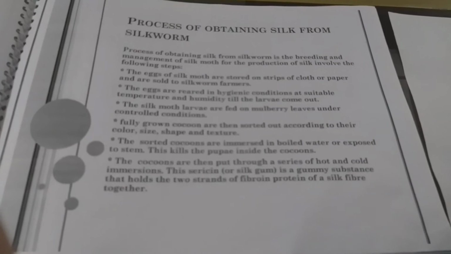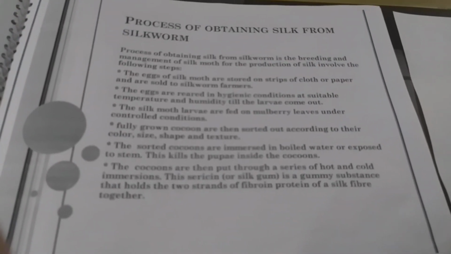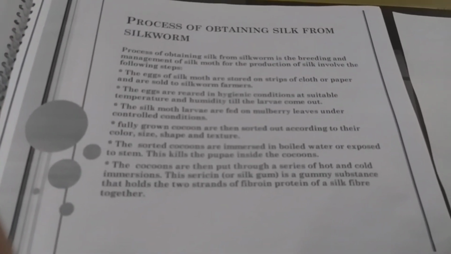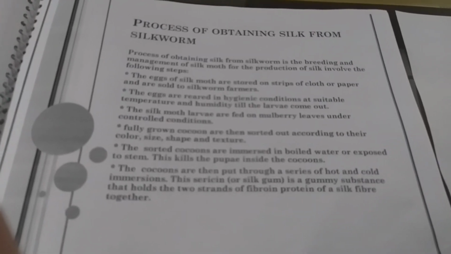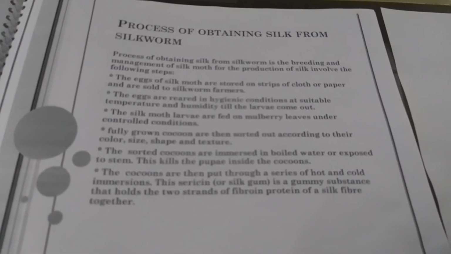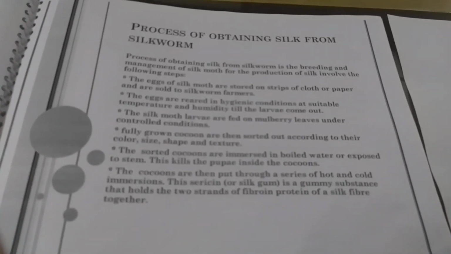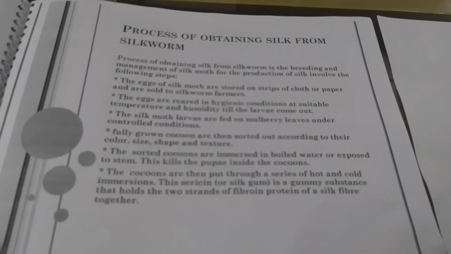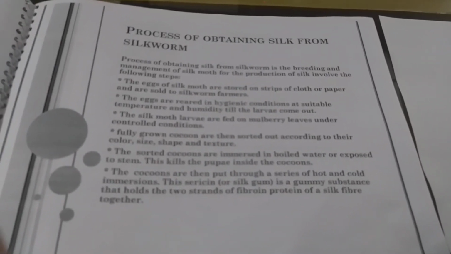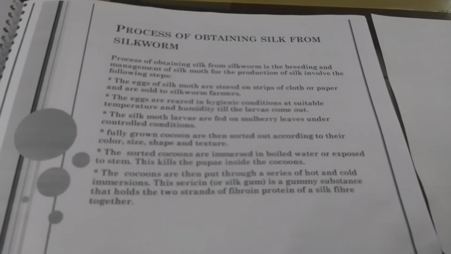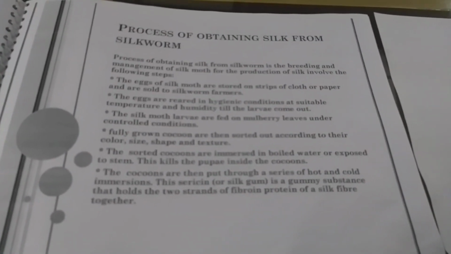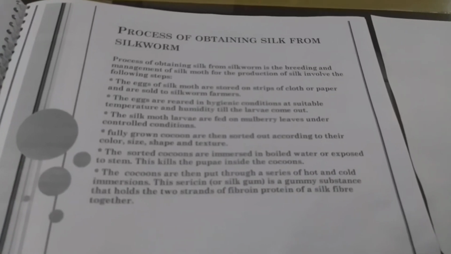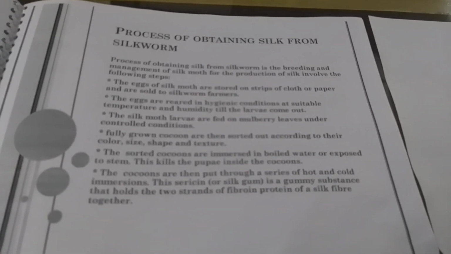Process of obtaining silk from silkworm. The process of obtaining silk from silkworm is the breeding and management of silk moth. The production of silk involves the following steps. The eggs of silk moth are stored on strips of cloth or paper and sold to silkworm farmers. The eggs are reared in hygienic conditions at suitable temperature and humidity till the larvae come out.